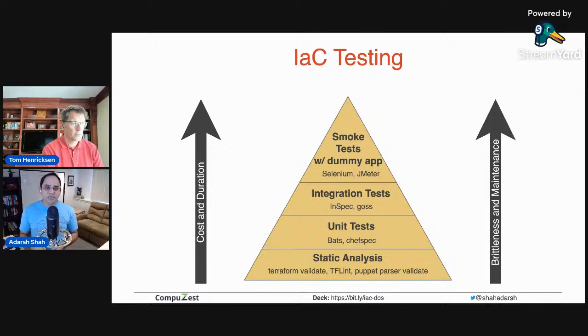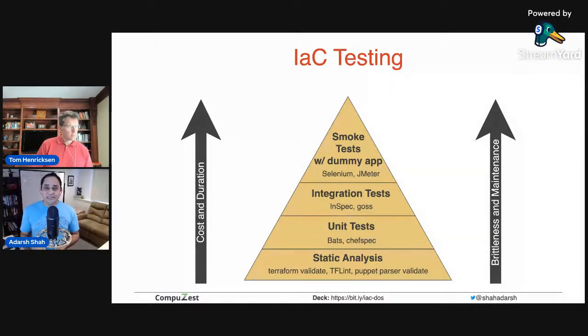Then if you go up the pyramid, there are integration tests, and there are tools like InSpec or Goss, and other tools available as well that allow you to run integration tests. In this case, you might want to provision your infrastructure, maybe even as an ephemeral environment, like a temporary environment. You can run these tests to validate that the infrastructure is provisioned the way you want. You can run some security tests as well to make sure your buckets are not public, for example, or you have proper security controls in your database.